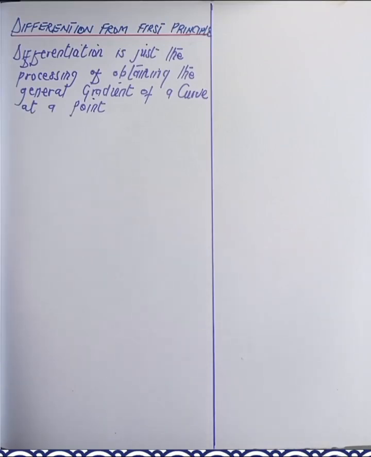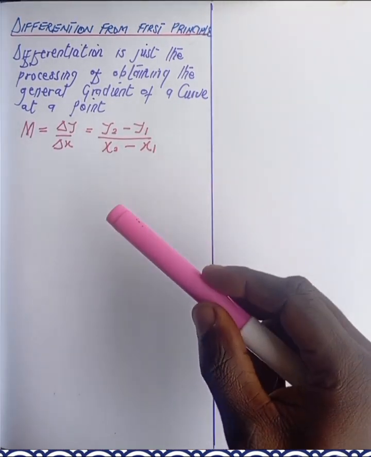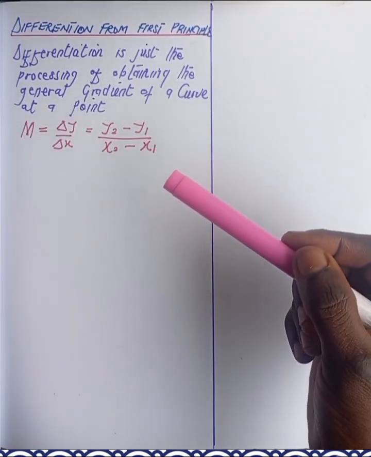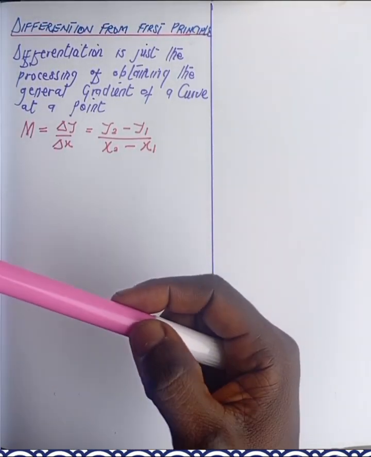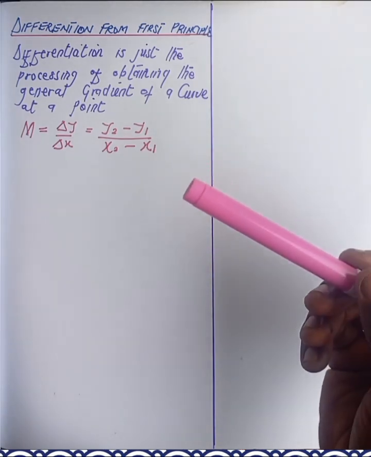In this session, we'll be looking at the proof of differentiation from the first principle. And we know that differentiation is just the process of obtaining the general gradient of a curve at a point. In finding the gradient of a linear function, we need 2 points to find the gradient of a linear function. But differentiation is telling us that it is possible to find the gradient of a curve at 1 point only.